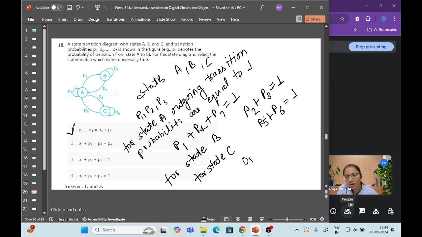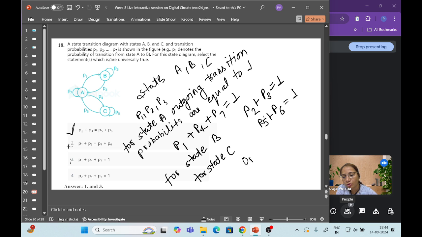Now the next one is P1 plus P3, that is incoming and outgoing, A to B and B to A, equal to P4 plus P6. Can that be equal to 1? No, that is not equal to 1, because these go to different states, not the same state. Either it is incoming or outgoing, so that cannot be correct. They can have different probabilities because they are moving between different states.